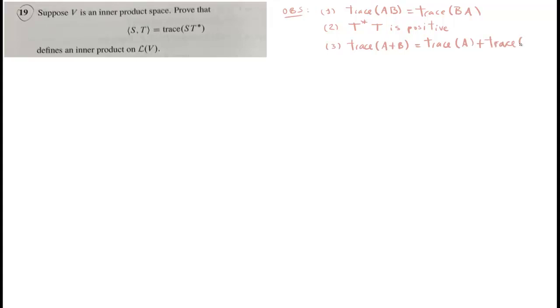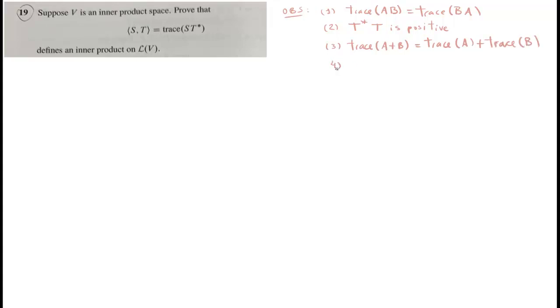Before showing this, let's remember the properties of the trace. First, the trace of the product A times B is equal to the trace of B times A. The second property is that the adjoint of T times T is positive. The third property is that the trace of the sum A plus B is equal to the trace of A plus the trace of B.